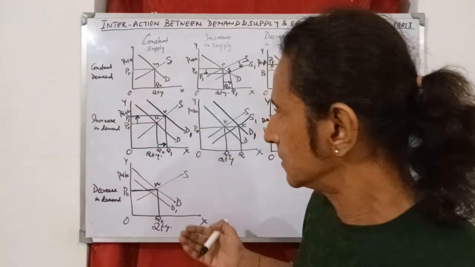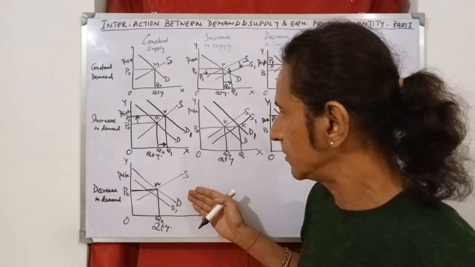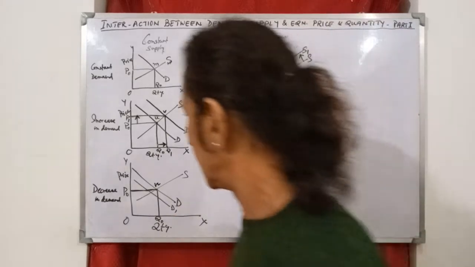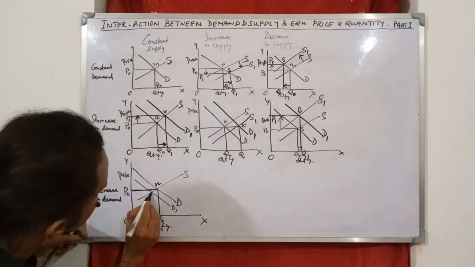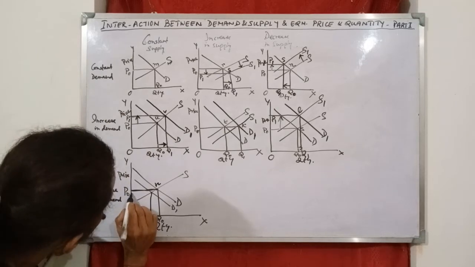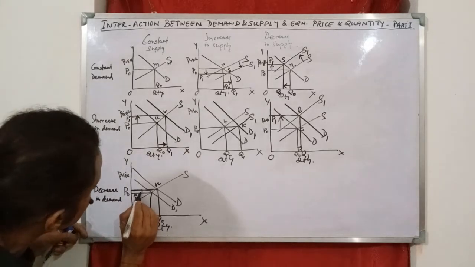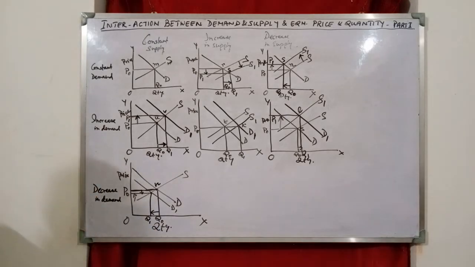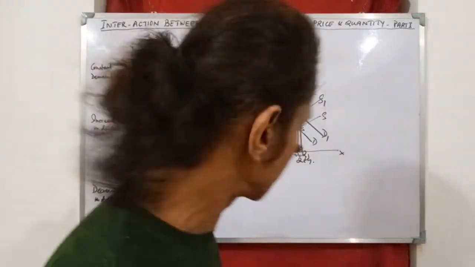Now as demand is falling, supply remaining constant, S will remain as it is, but the demand curve will shift leftward parallelly. So D1 is the new demand curve and D1 intersects the original supply curve at this point. So equilibrium quantity is Q1 and equilibrium price is, say, P1. So equilibrium price falls, equilibrium quantity also falls. Why is this happening? Because demand has fallen, demand has decreased. Correct?